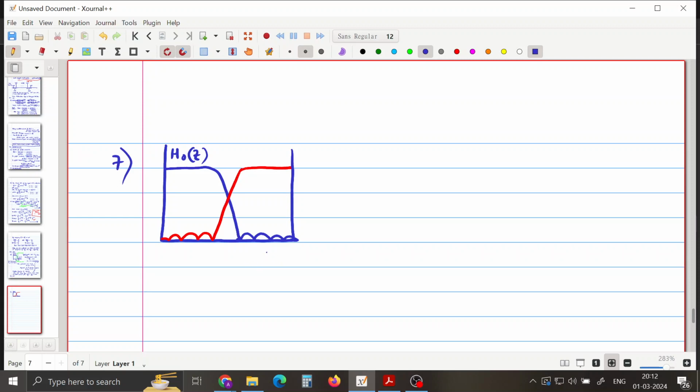Approximately like this. This red filter is nothing but the version of H naught of Z shifted by pi units, so this is H naught of omega minus pi. This point about which the symmetry exists is your quadrature frequency. This point corresponds to pi by 2, because it is the quadrature frequency, 1/4 of 2 pi, 1/4 of the sampling frequency.